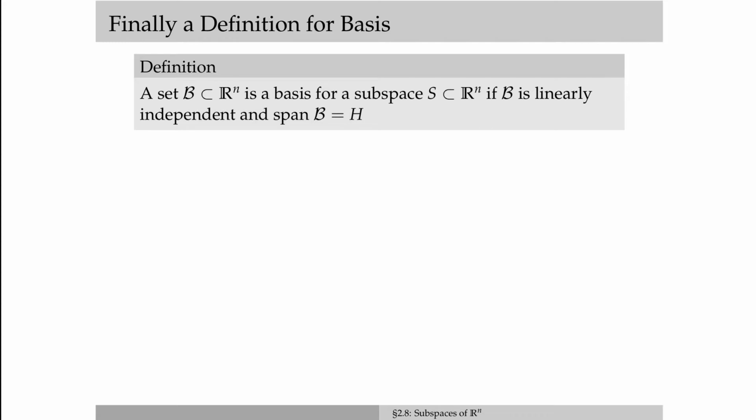All right, we finally get to the definition I've been waiting for. I keep on saying this word basis, and y'all have no idea what I mean. Now we'll know. Finally, a definition for basis. So a set B, a subset of R^n, is a basis for some subspace if that particular set B is both linearly independent and it spans. So the criteria are linearly independent and span.